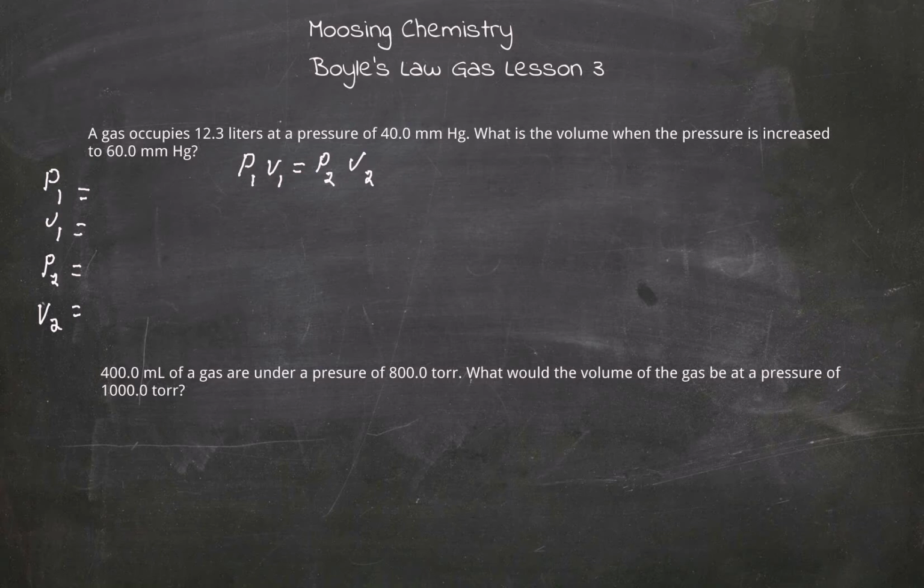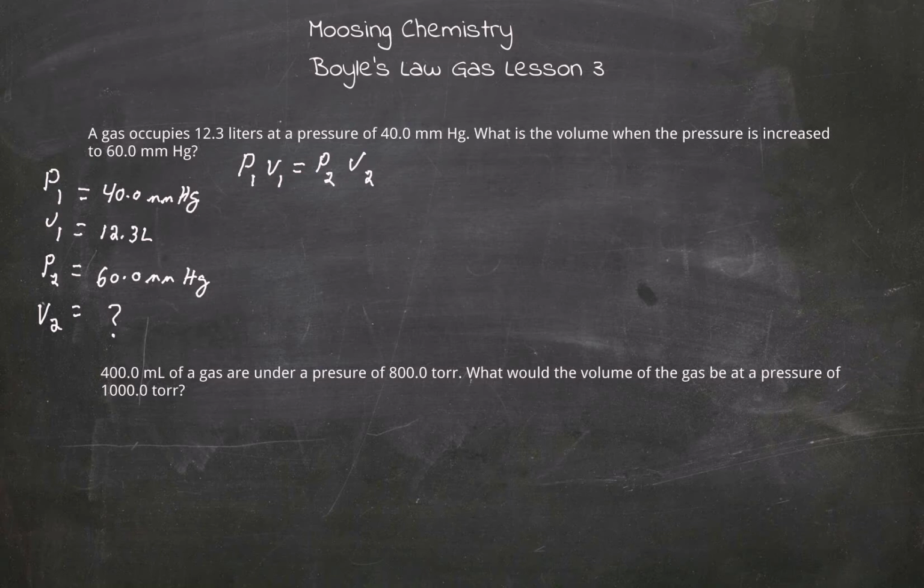A gas occupies 12.3 liters, so that's our first volume, and a pressure of 40.0 millimeters of mercury. We have our second pressure, which is 60.0 millimeters of mercury. So we're looking for our volume.